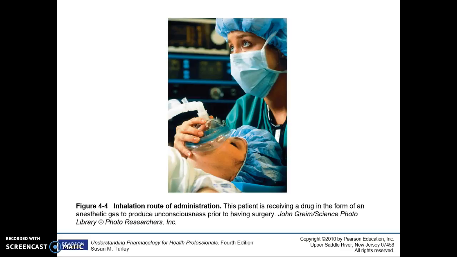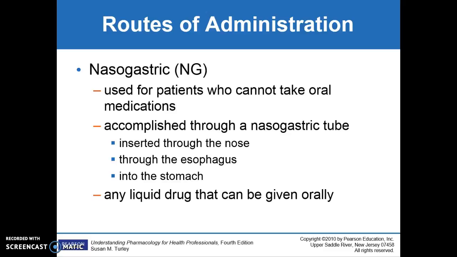We have the nasogastric, which is an NG tube. What happens is that NG tube goes through the nose and down through the esophagus and directly into the stomach. So anything that you can give orally, you can also give this way. Typically you'll see nasogastric used for patients who may be unconscious and things like that.